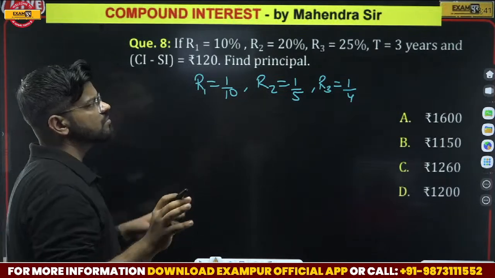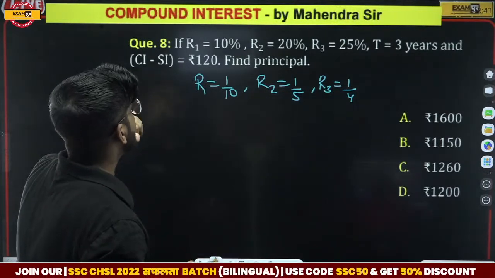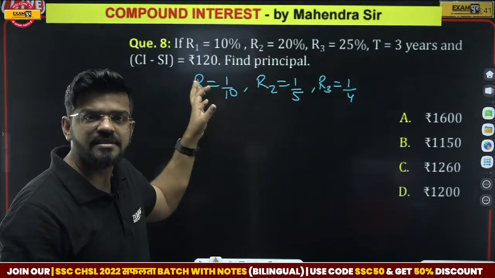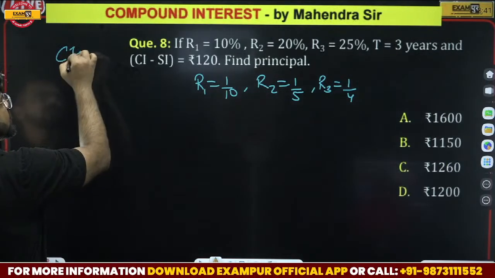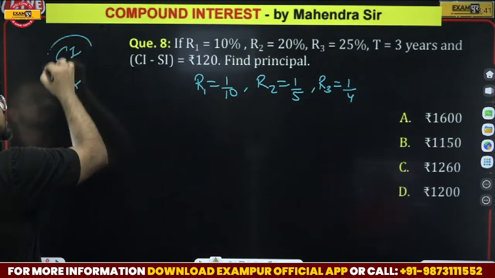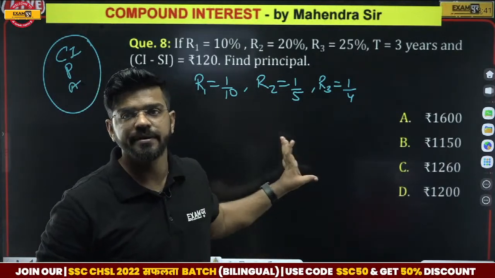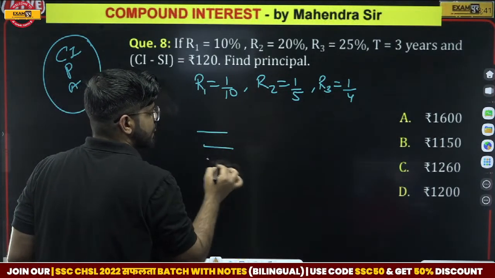You can also do the same thing. Let me tell you one more thing. Like here CI minus SI is given. If CI, P or A is given, if anything is given from these, you can use the ratio method here. Otherwise, the slab method is the best.